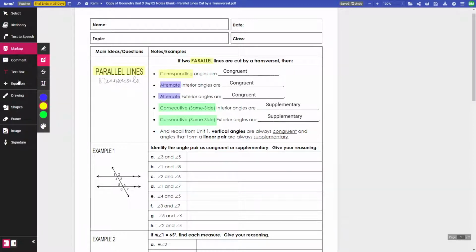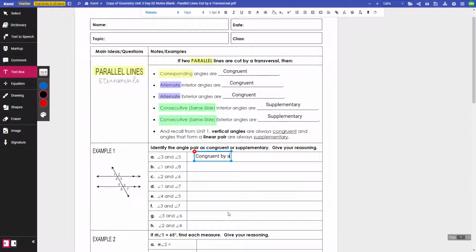So let's practice this a little bit. So we want to identify the angle pair here as either congruent or supplementary and give our reasoning. So let's go through a couple of these. So the first one, we've got angle 3 and angle 5 right here. So these are on opposite sides of the transversal and they're both inside the parallel lines. So these are congruent by alternate interior. So that's all we're doing here. We're just picking out some angles and we're seeing if they're congruent or they're supplementary.